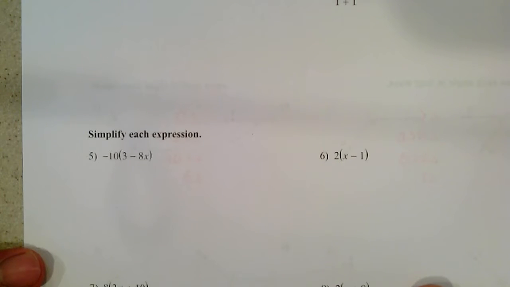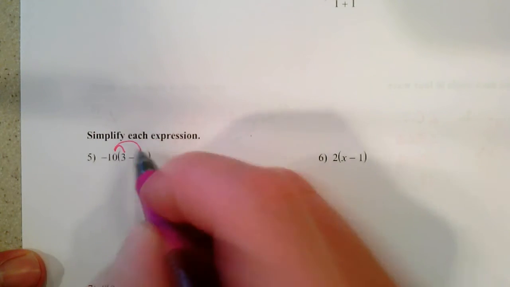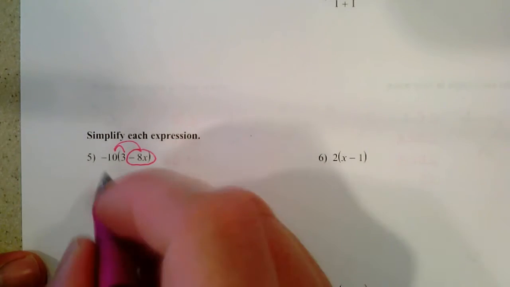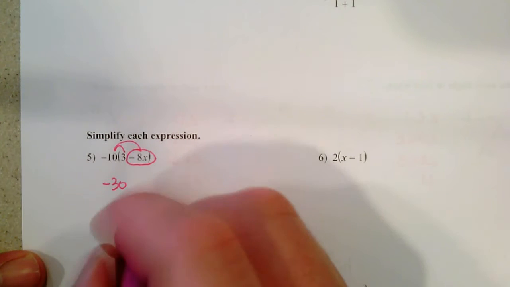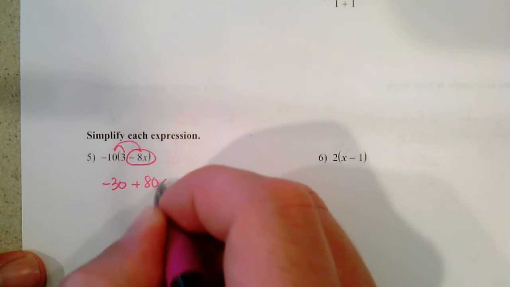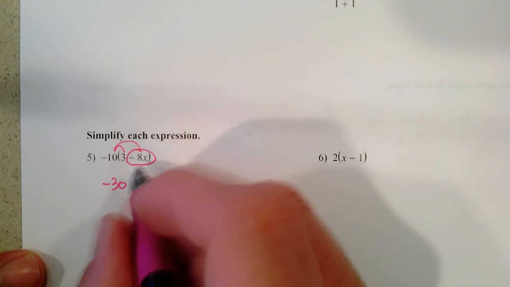All right, I'm going to do a little distributive property here. We've got negative 10 times 3, negative 10 times negative 8x. So negative 10 times 3 is negative 30. And negative 10 times negative 8 is a positive 80x. And don't forget your x there. This means 80 times x. This means negative 8 times x.